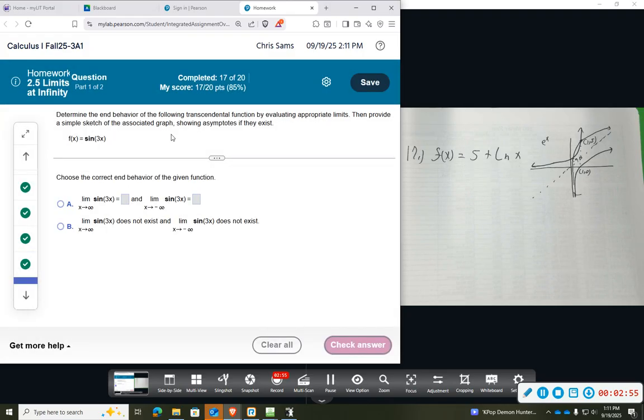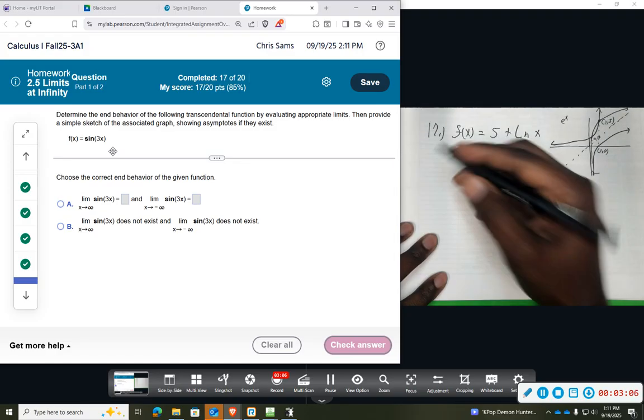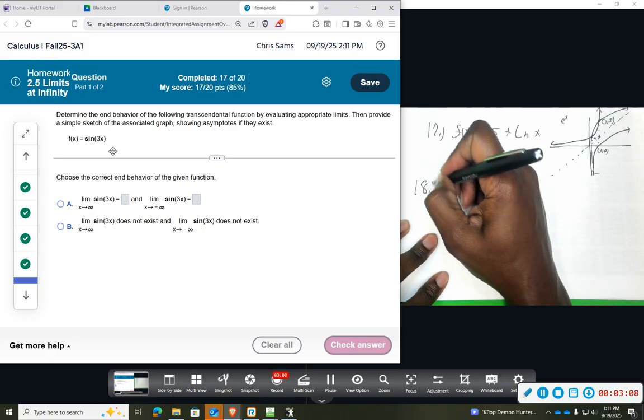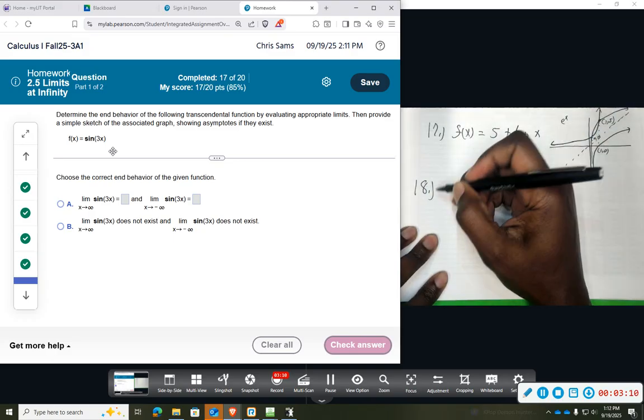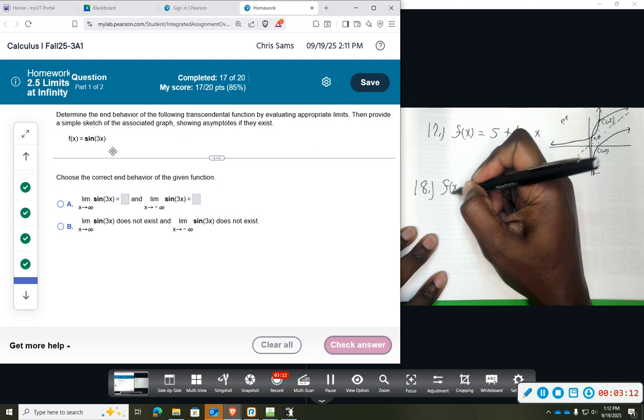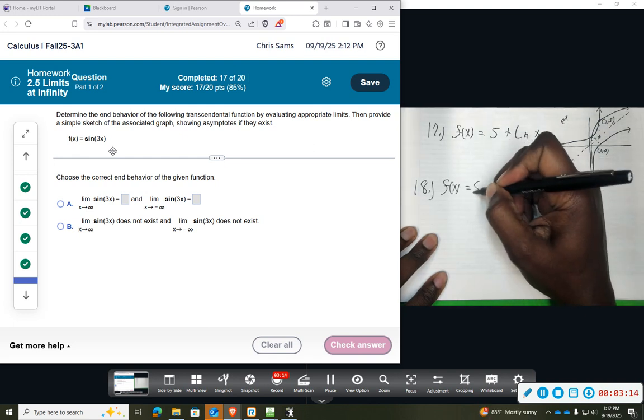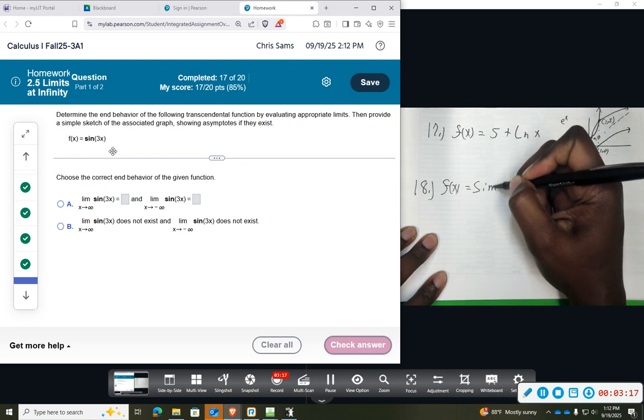Here we want to determine the end behavior of this transcendental function. So we have sine of 3x. Okay, so let's talk about trig functions. So if you've graphed trig functions, sine.